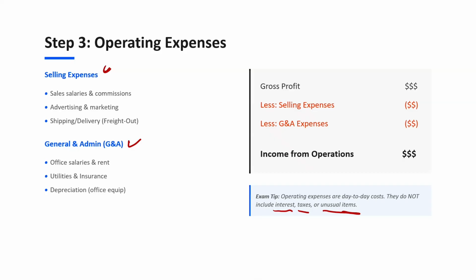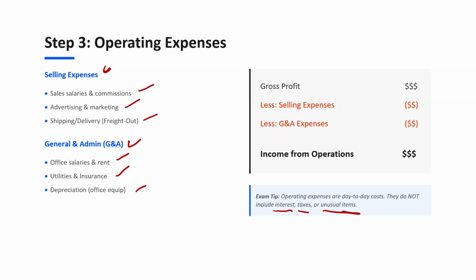What are they? Selling expenses could be salaries and commissions, advertising and marketing, shipping and delivery. In the exam, sometimes they call it freight out. They use that term. And the general and administrative expenses, what are they? They are salaries and rent, utilities and insurance, and the depreciation expense.